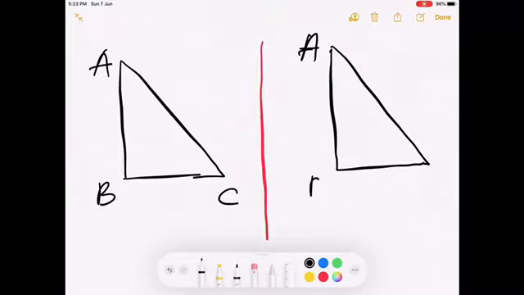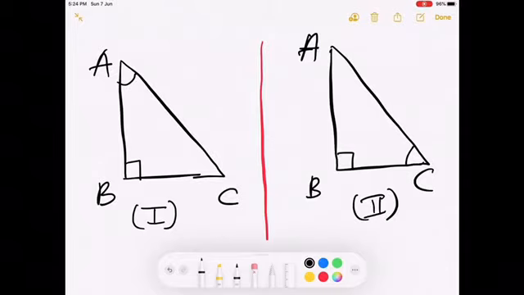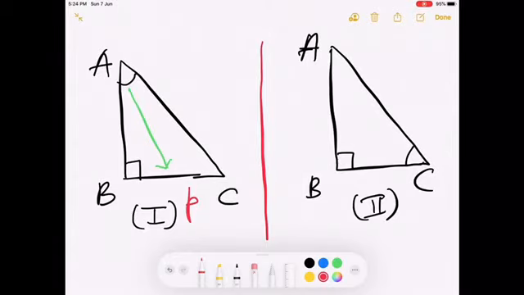Both are triangle ABC. In both the triangles, angle B is the right angle. In the first figure, I am taking angle A as the angle of reference, and in the second figure I am taking angle C as the angle of reference. If I take angle A as the angle of reference, then the side opposite to angle A is BC, so BC here will be called the perpendicular, and the side which is making up angle A, that is the side AB, apart from the hypotenuse, will be known as the base.